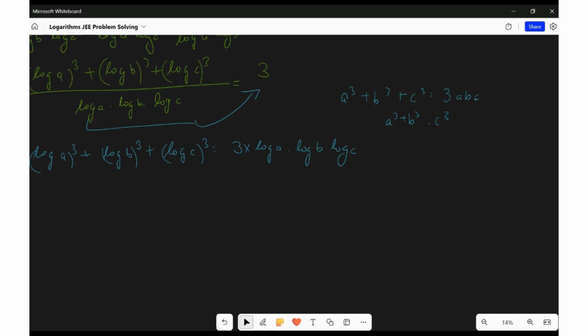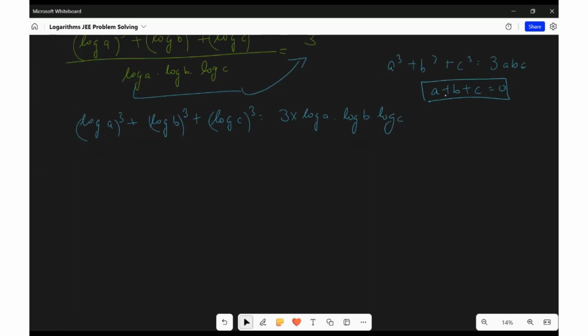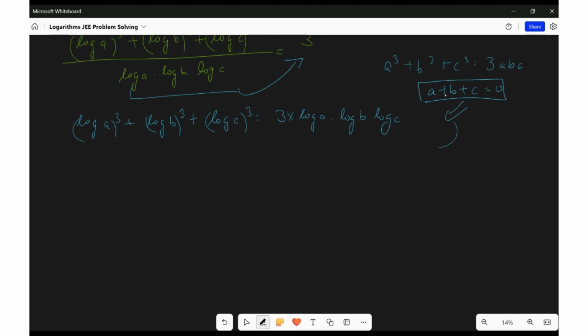Yes, so we can simply put this, sorry, a plus b, yeah, just a minute. So we get an identity that a plus b plus c will be 0. Alright, I hope you all know this identity. So using this, we'll just use this identity in this equation, right?